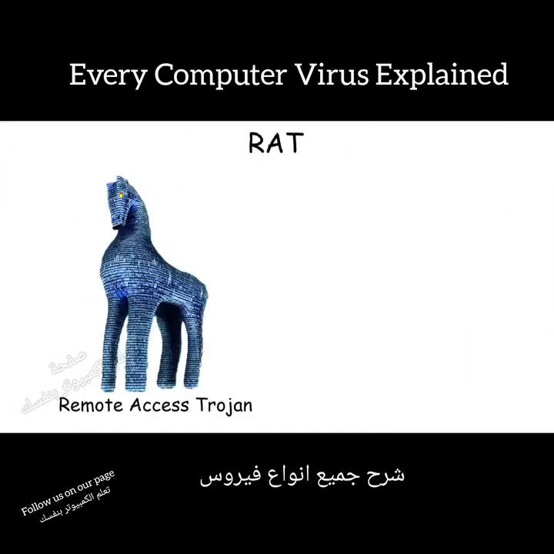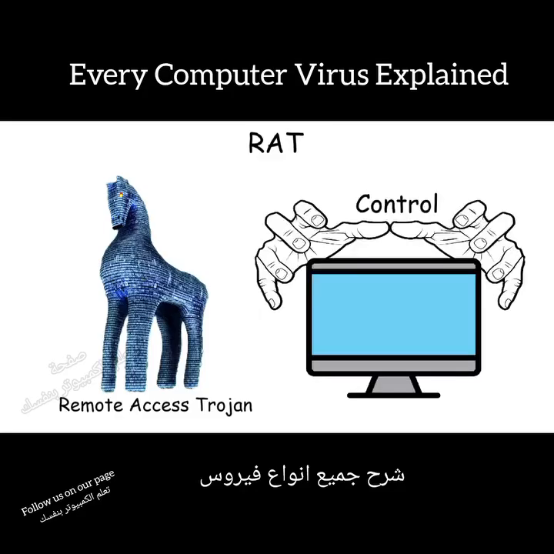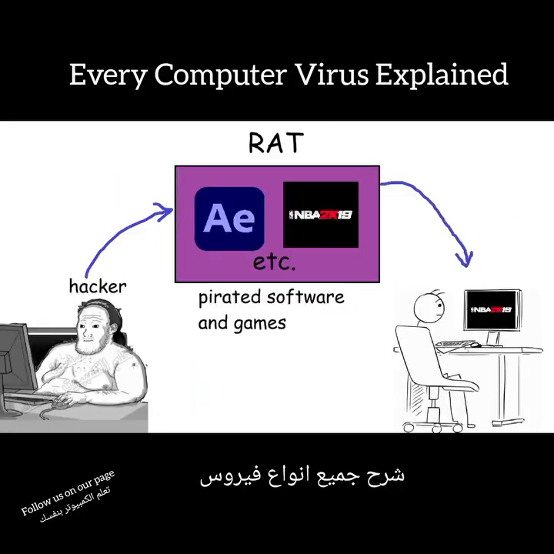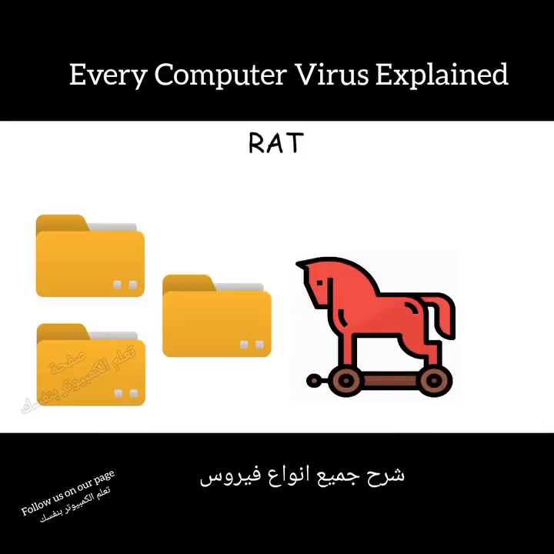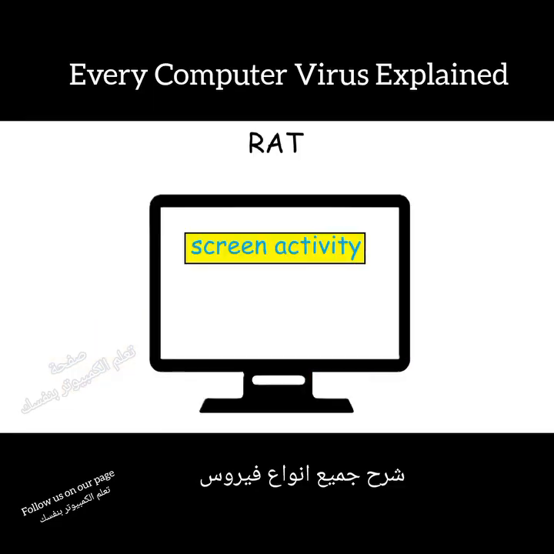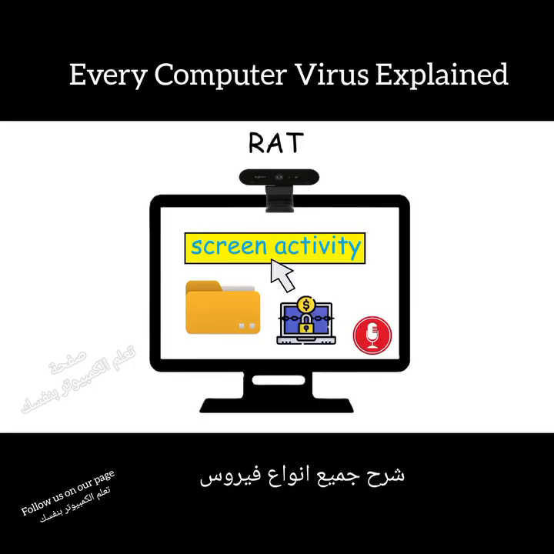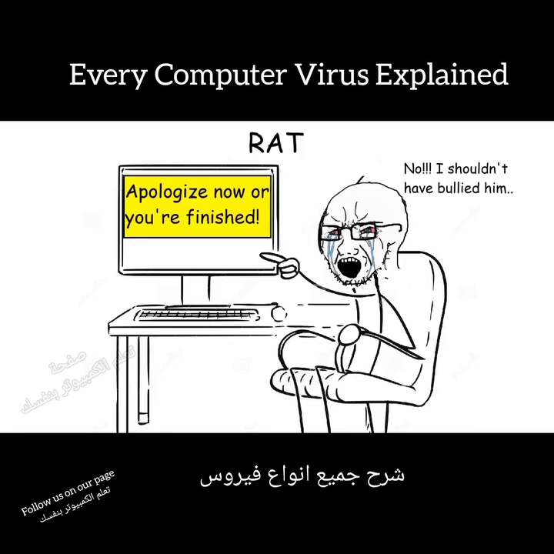RAT. A remote access Trojan is malware that secretly gives hackers full control over an infected device. It gets into your computer the same way, by downloading pirated software or games. But unlike regular Trojans, whose purpose is only to steal data, a RAT allows attackers to see your screen activity, access files, activate webcams or microphones, move your cursor, or even install other malware. So yeah, this malware can be very lethal when used to blackmail someone.